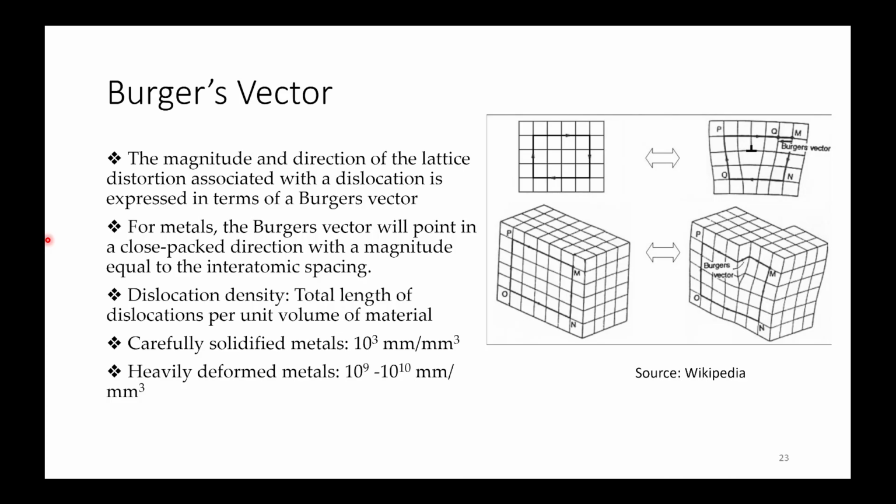Dislocation density is the total length of dislocations per unit volume of material. In carefully solidified metals, you have very low dislocation density, which is 10 to the power 3 mm per mm cube of crystal. In heavily deformed metals, you have around 10 to the power 9 to 10 to the power 10 mm per mm cube.